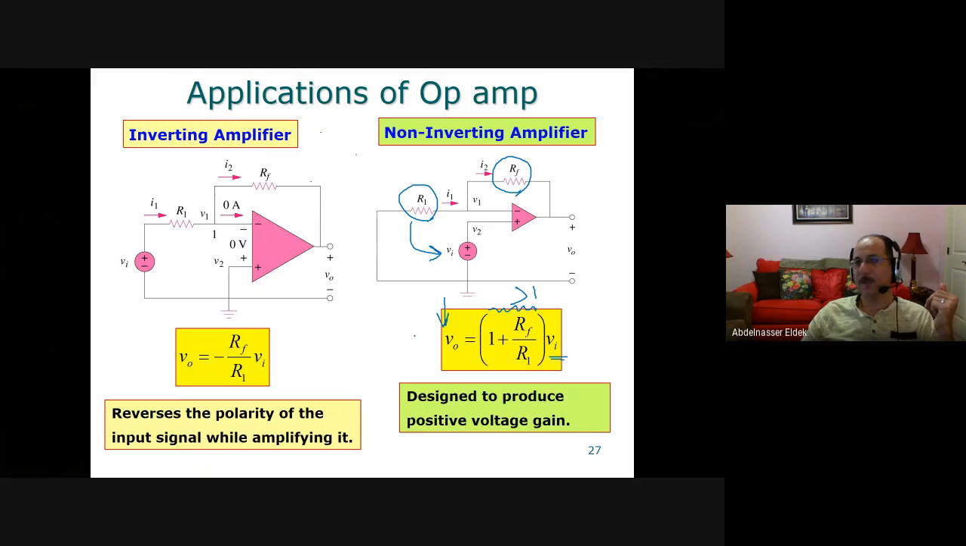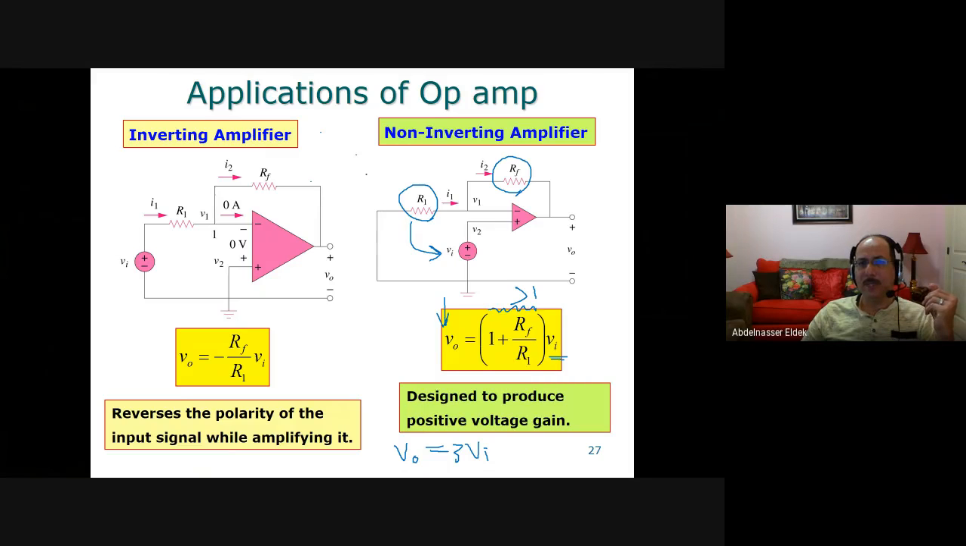Okay. So for example, if I ask you to design a circuit so that VO equals 3 VI, you can use this circuit here. Why? Because it is positive here.